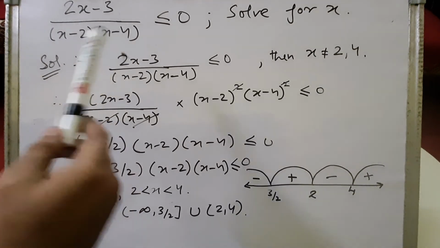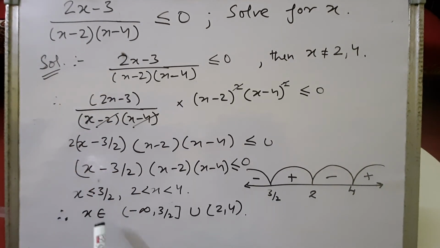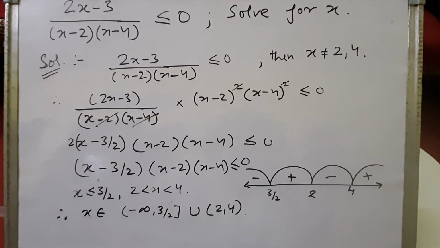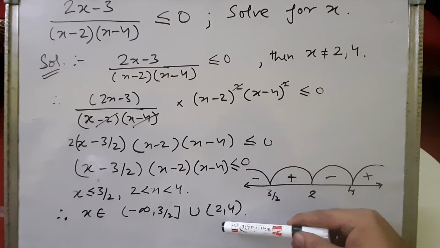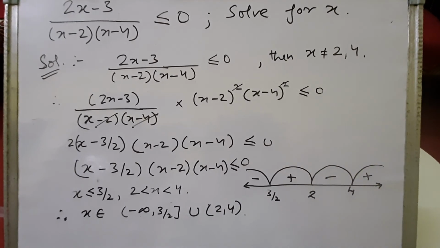Right. Now you can see that the value of x is either less than or equal to 3/2, or x is greater than 2 and less than 4. So the value of x belongs to, we can write, x belongs to minus infinity to 3/2 in the semi-open interval, union 2 to 4 in an open interval.